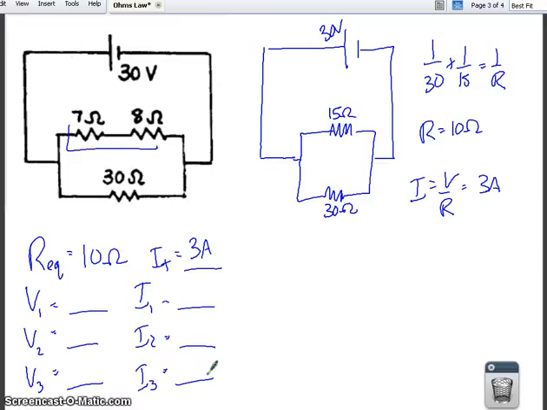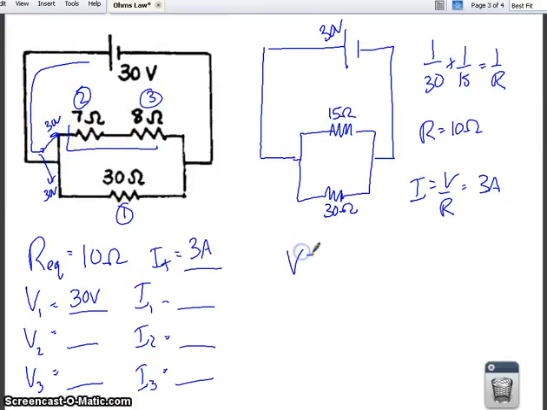I know in parallel it's going to be 30 volts through here and 30 volts through here, because in parallel it's the same voltage for each. So I'm going to call this number 1, this 2, and this 3. So through this one, it's going to be 30 volts. That one was easy. I know this 30 volts is going to be split up between these two in series.